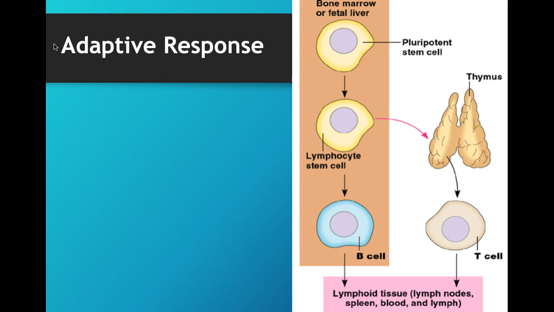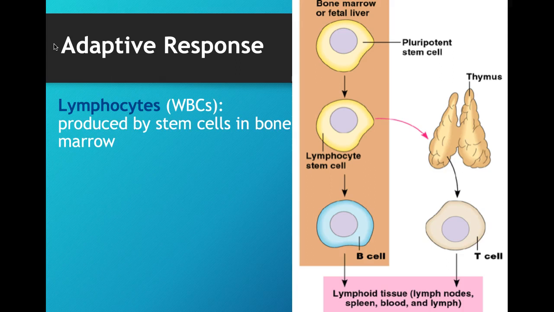Adaptive response in our immune system relies on lymphocytes. Lymphocytes are white blood cells. They are produced by stem cells in our bone marrow, and there's two types of lymphocytes that are responsible in our immune system for identifying pathogens.